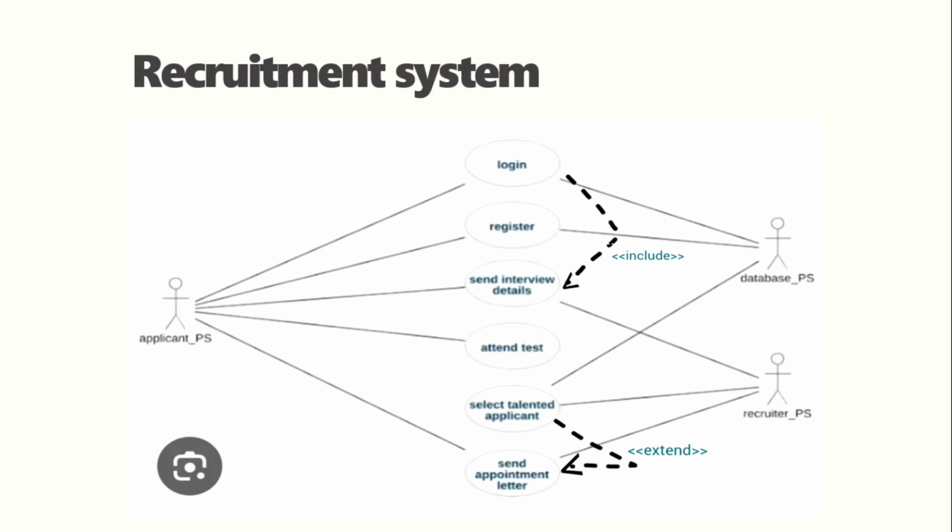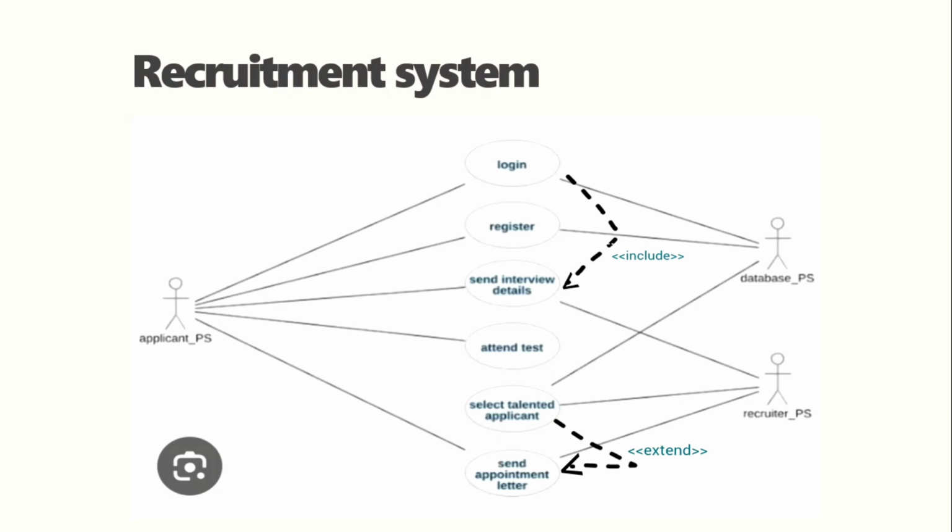And we'll see the use cases here: login, register, send interview details, attend tests, select talented applicant, send appointment letter. So these are all the use cases. Login means the applicant needs to log in first to access the system, right? And then register, the applicants can register into the system, and send interview details. The system sends interview details to the applicants.